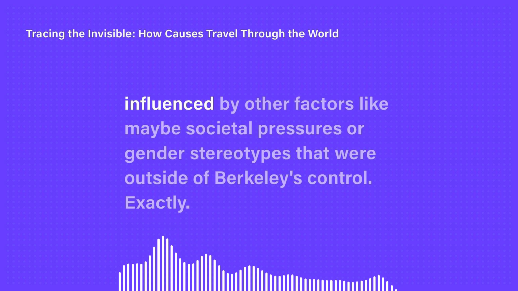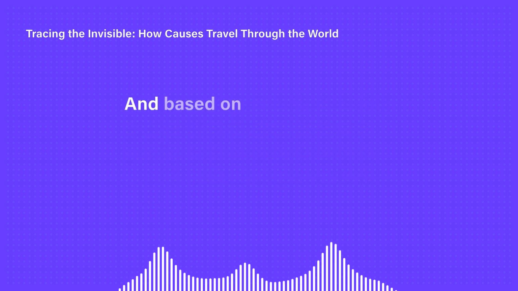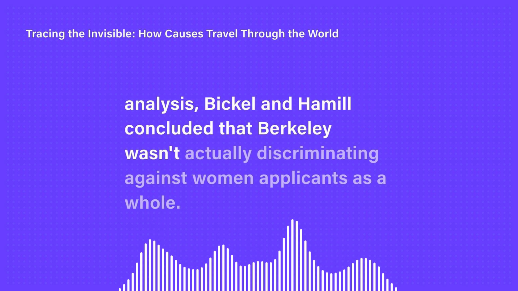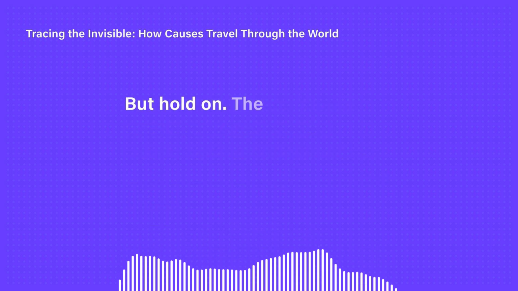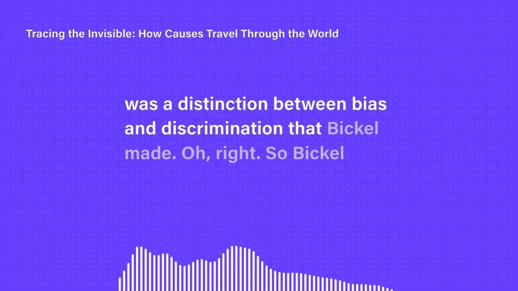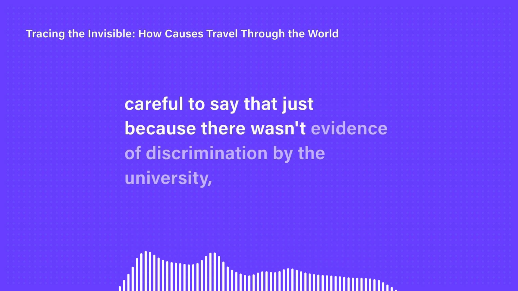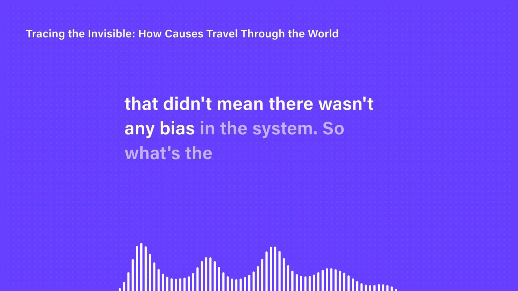And that choice was influenced by other factors, like maybe societal pressures or gender stereotypes that were outside of Berkeley's control. Exactly. And based on this analysis, Bickel and Hammel concluded that Berkeley wasn't actually discriminating against women applicants as a whole. But hold on, the book says there was a distinction between bias and discrimination that Bickel made. Oh, right. So Bickel was very careful to say that just because there wasn't evidence of discrimination by the university, that didn't mean there wasn't any bias in the system.